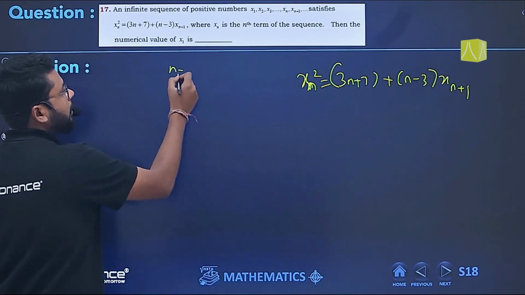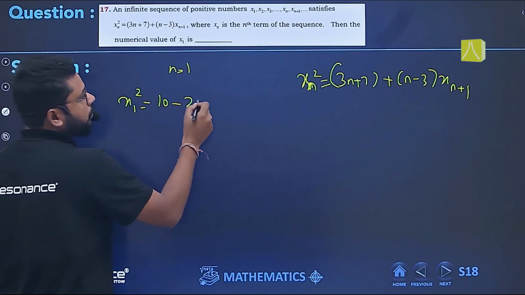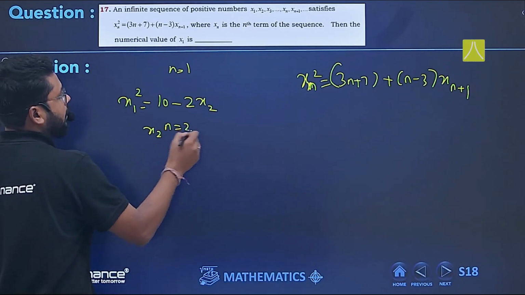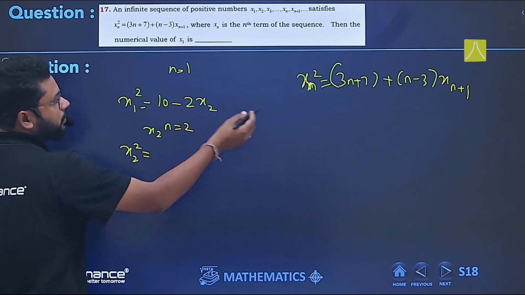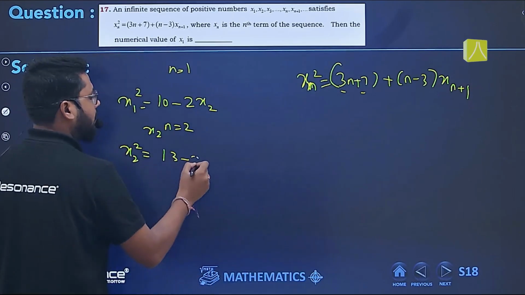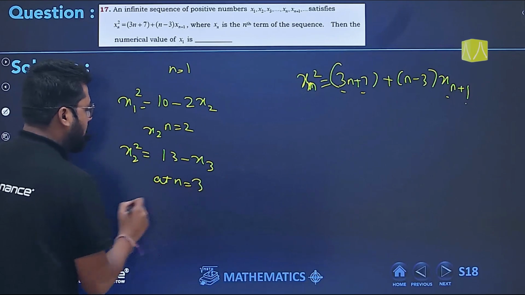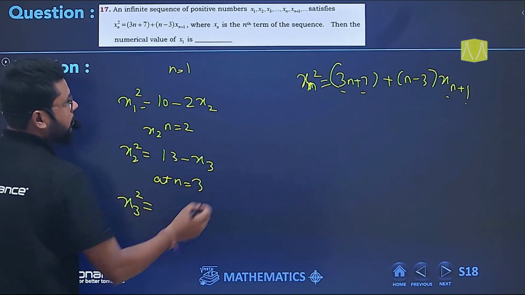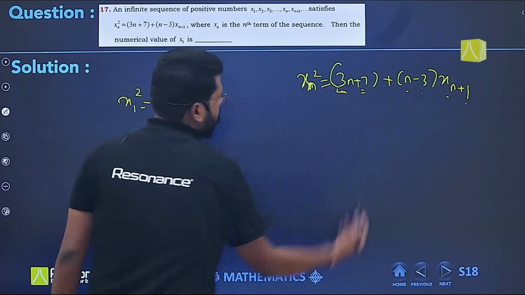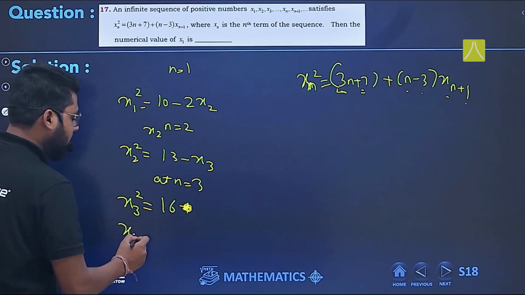If you put n equals 1, you will get x1 square as 3 plus 7 is 10 minus 2 x2. And if you put n equals 2, x2 square will be 3 into 2 is 6, 6 plus 7 is 13, and 2 minus 3 is minus 1, so minus x3, because 2 plus 1 is 3. At n equals 3, x3 square equals 3 into 3 is 9, 9 plus 7 is 16, plus 3 minus 3 is 0. This means there is no second term. So x3 square is 16, or x3 is equal to 4.